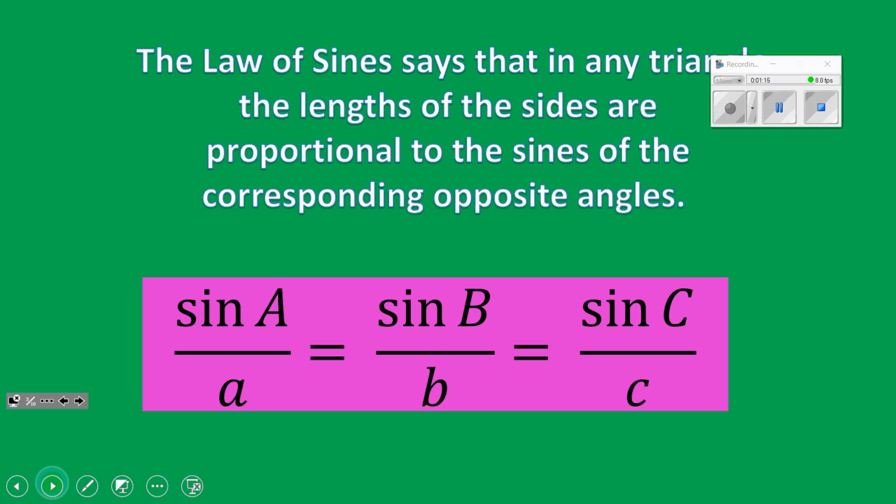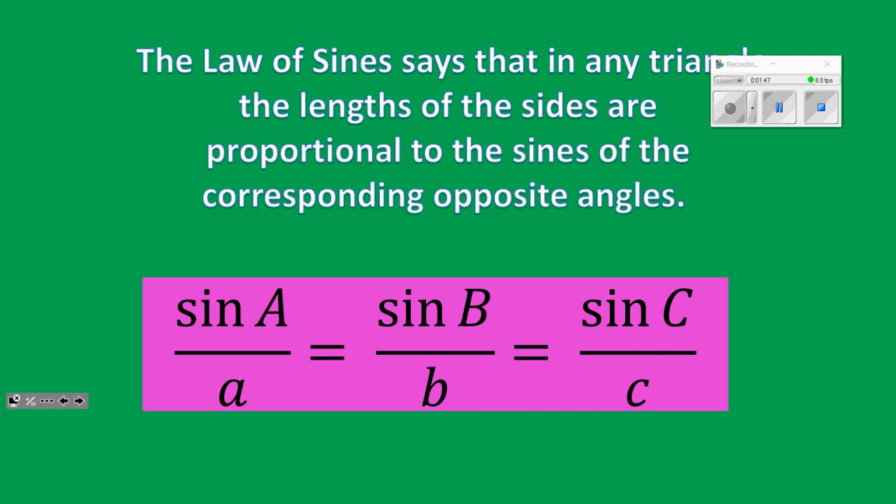So we went through these examples. Here was the law of sines. It says, basically, that the lengths of the sides are proportional to the opposite angles. Okay, so we can say the sine of angle A divided by the opposite side of that angle is equal to the sine of angle B divided by the opposite side B equals the sine of angle C divided by the side opposite of angle C.